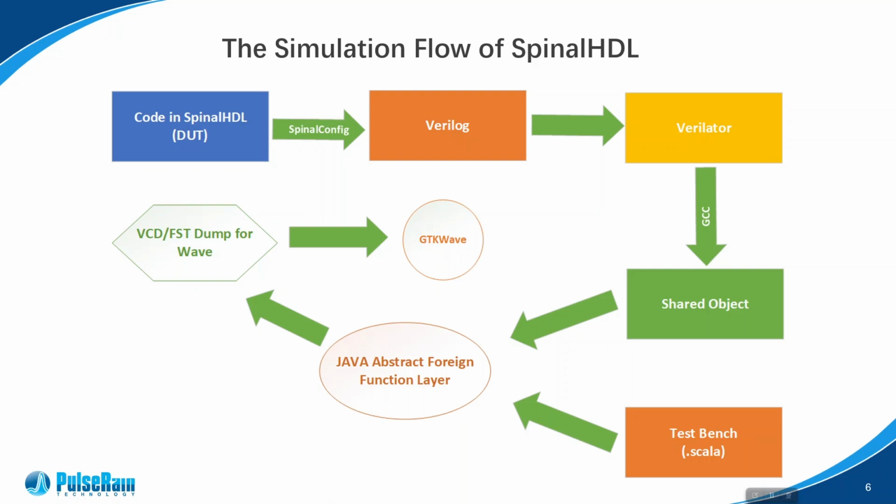Currently, the waveform dump can be in either VCD format or FST format. The VCD format is a text format, and compared to VCD, the FST is a binary format and is a lot smaller than the VCD, so we would recommend using the FST format for waveform dump. Both VCD and FST can be viewed by a tool called GTKWave.